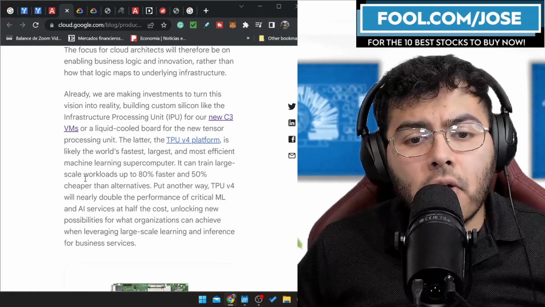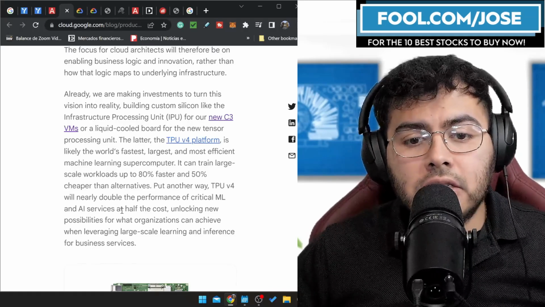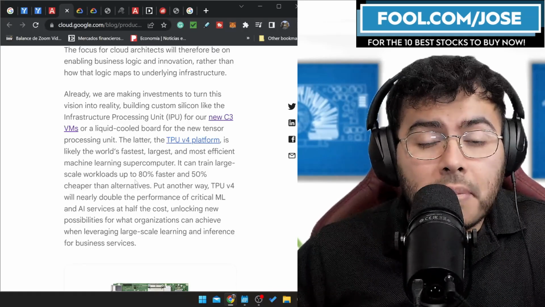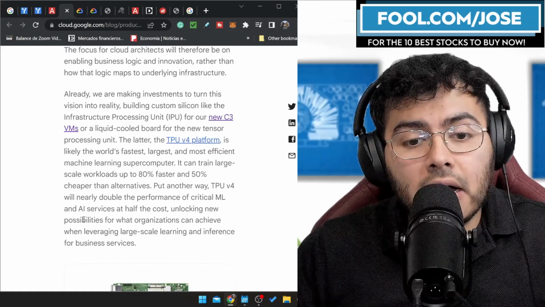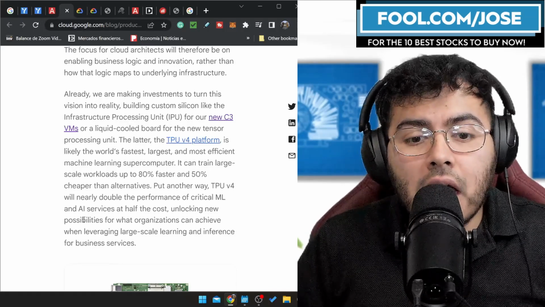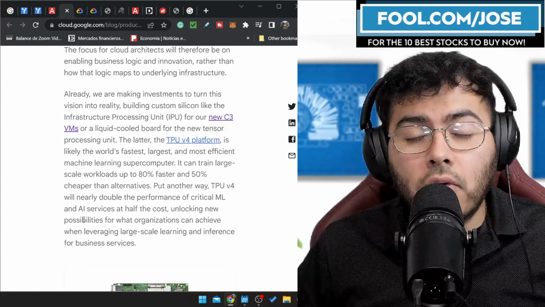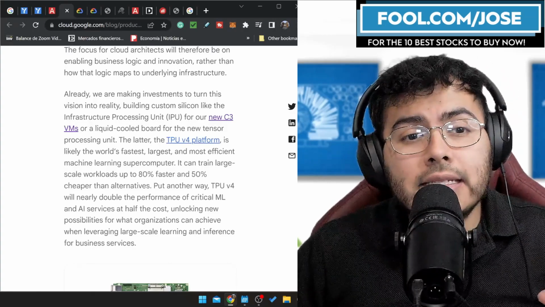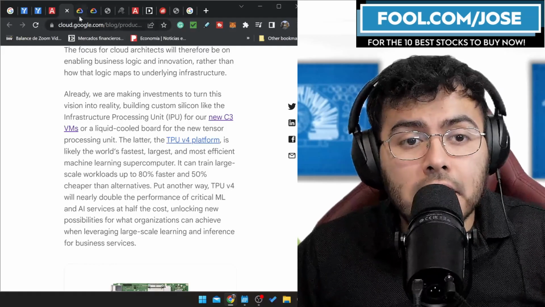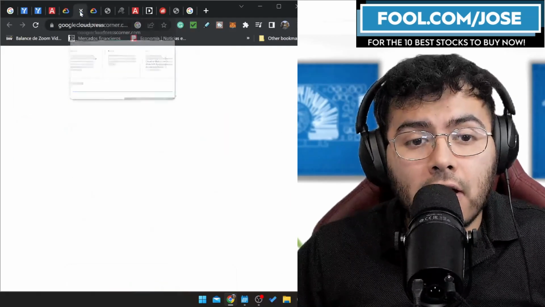Finally, their version 4 of their TPU, they're talking greatly about it. Obviously, it's first-party data, but they mentioned how their TPUs help them do faster loads at a cheaper price compared to other alternatives. So Google Cloud is definitely making strides here to increase their overall technological improvement.